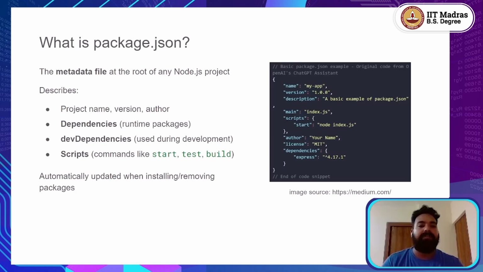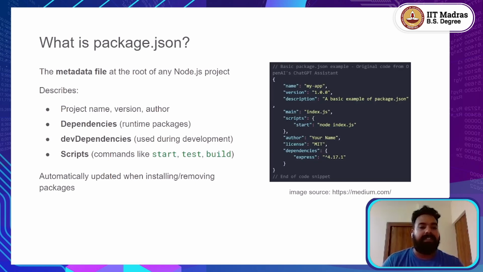Alongside these, you will also see something called dev dependencies. These are packages you only need during the development phase. Things like testing tools, linters, or bundlers that help you build or maintain your application but aren't necessary when your application is running in production.